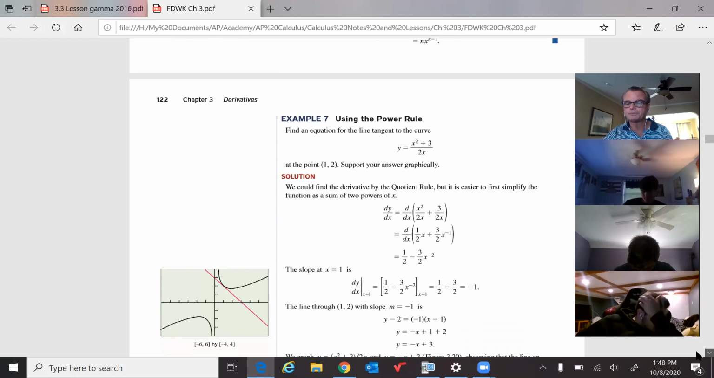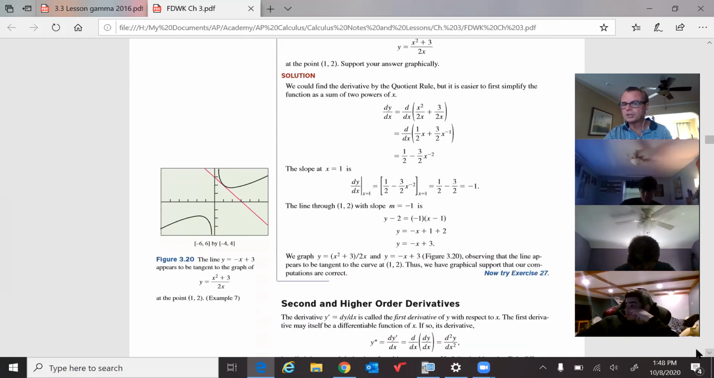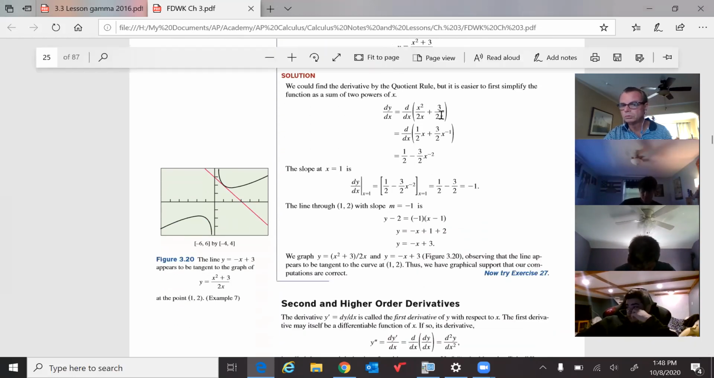So in the textbook, they just took these two parts of the sum and differentiated them individually. You could have used the quotient rule, you would get the same answer. It says right here, we could find the derivative by the quotient rule.